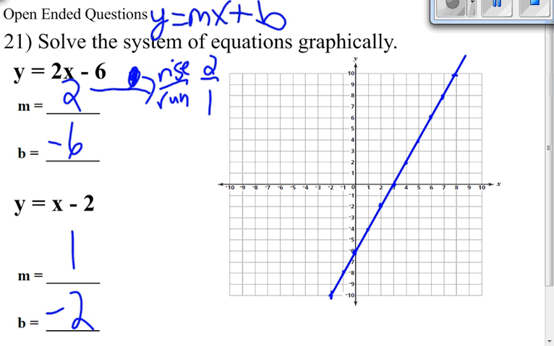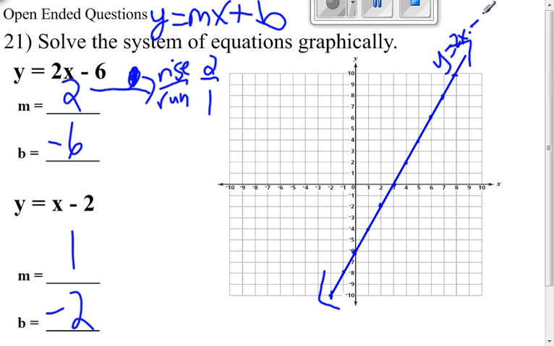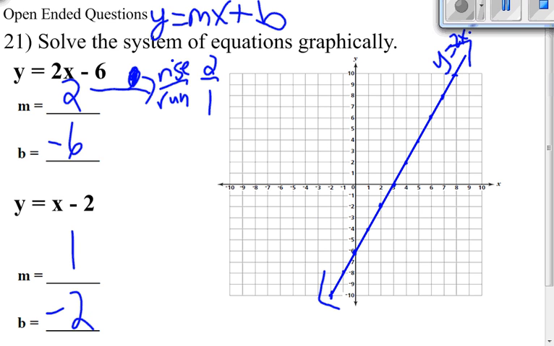So with a ruler, it should look just like this. You need to draw arrows, and you need to label your line. y equals 2x minus 6. Then the other line, which I will do in red. x minus 2, remember, rise over run, that's 1 over 1. So we start at -2, and we go up 1 over 1, up 1 over 1, so we see where they intersect.